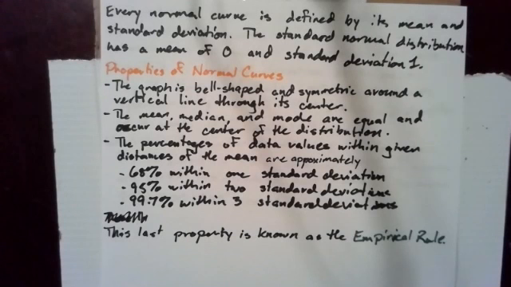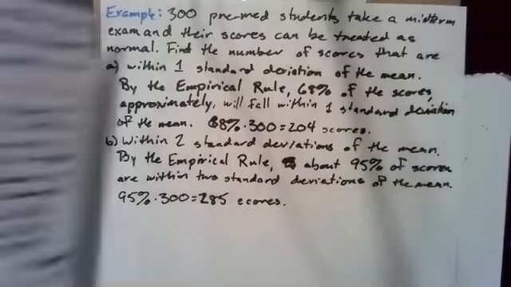Properties of normal curves. First, the graph is bell-shaped and symmetric around a vertical line through its center. The mean, median, and mode are equal and occur at the center of the distribution. The percentages of data values within given distances of the mean are approximately 68% within 1 standard deviation, 95% within 2 standard deviations, and 99.7% within 3 standard deviations. This last property is known as the empirical rule.